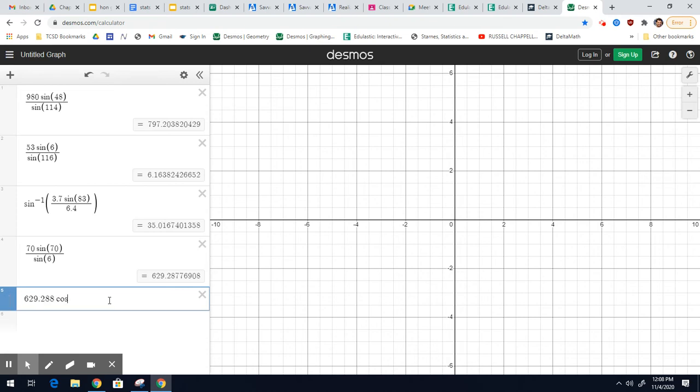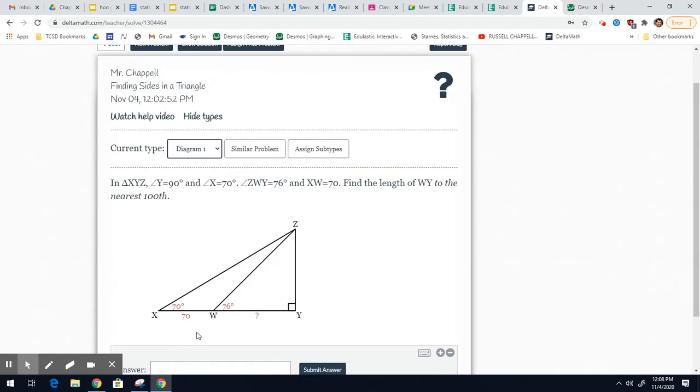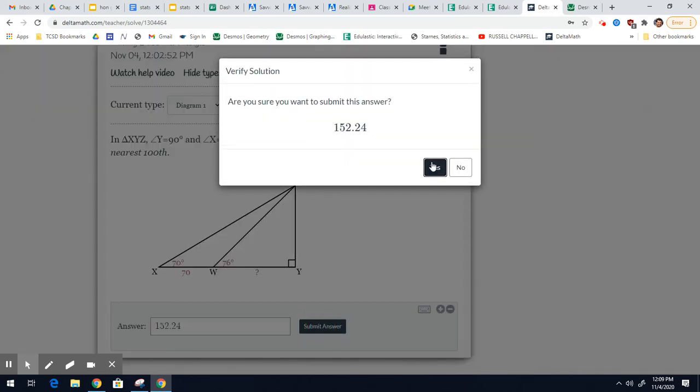629.288 cosine of 76 degrees. And I got a length of 152.238. It says round to the nearest hundredth, so that 8 makes that 3 become a 4. 152.24, and that's going to be the length of my missing side. 152.24. Cross your fingers. Again, my rounding, I hope it doesn't mess me up.